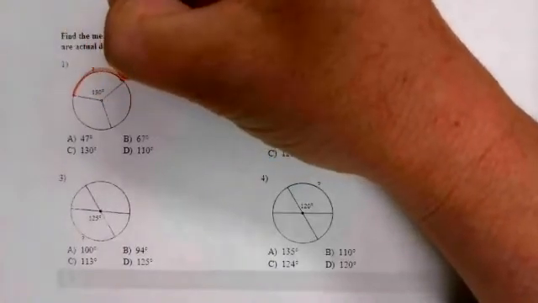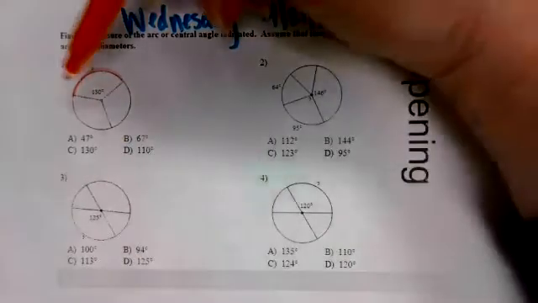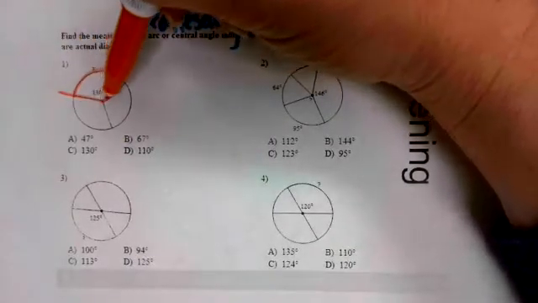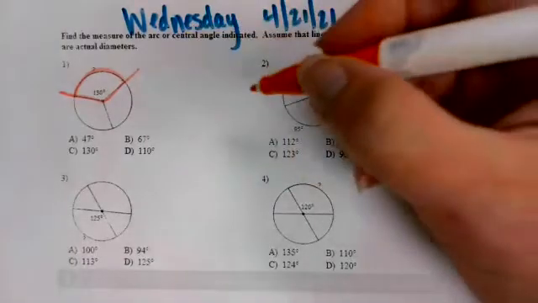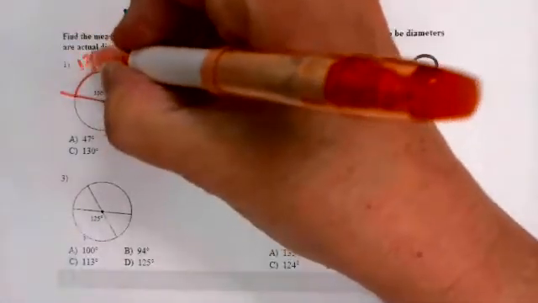So for number 1, I'm looking for this arc. This arc is formed by an angle. From the endpoints of my arc, I can draw an angle. This is a central angle, so the measure of the central angle is the same measure as the arc. So this arc is 130 degrees. So C is my answer.